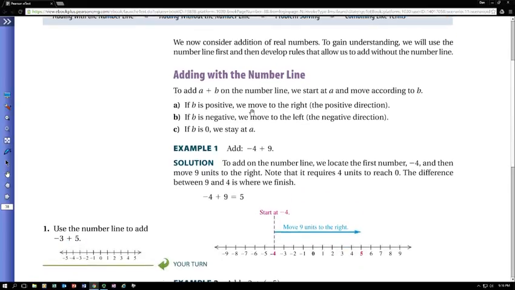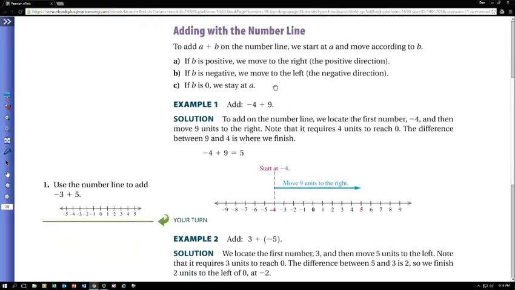When we add A and B on a number line, we start with A and move according to B. If B is positive, that means you go in the right direction. If B is negative, we move to the left. If B is 0, it means we don't move at all, we just stay at A.